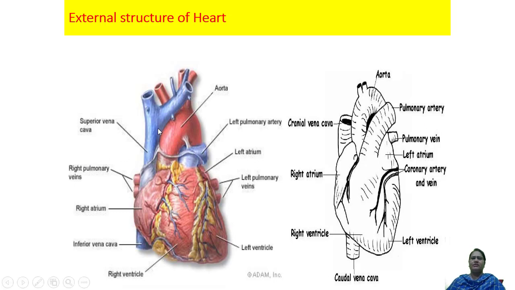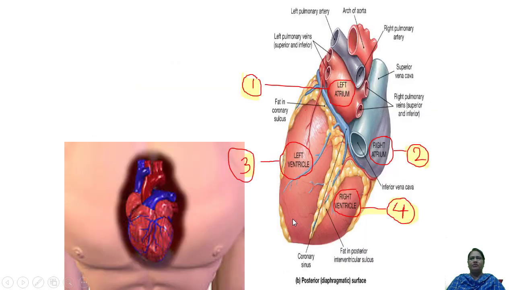Then the external structure of the heart. Now the external structure, the heart looks like this. Okay, so this is a human heart. You can see here the aorta, superior vena cava, then inferior vena cava, then the right pulmonary veins, right atrium, left pulmonary vein, left atrium, left pulmonary artery, and this is the left ventricle. So this is the external structure of the human heart.